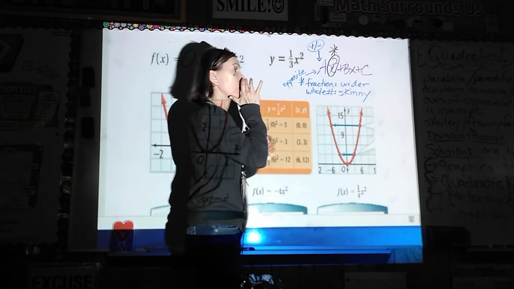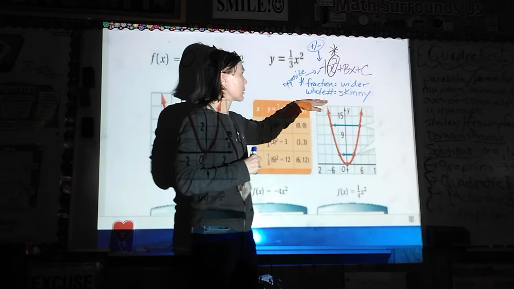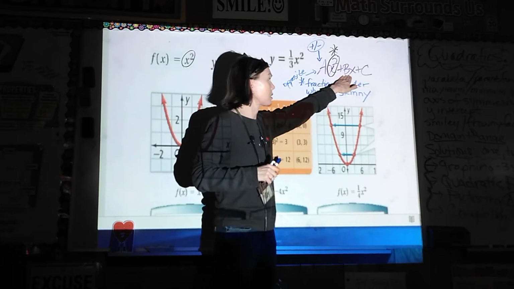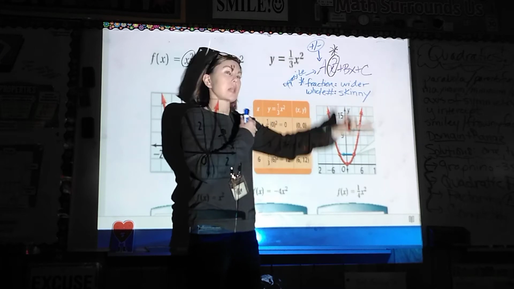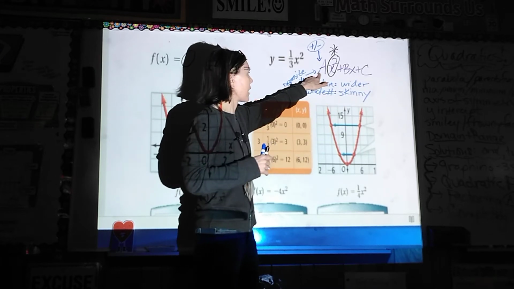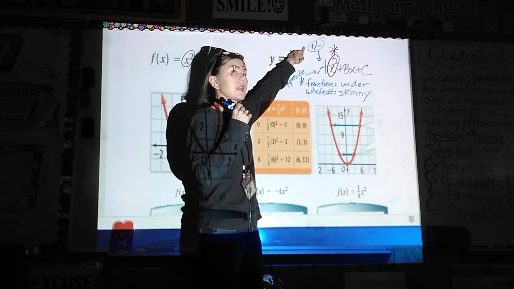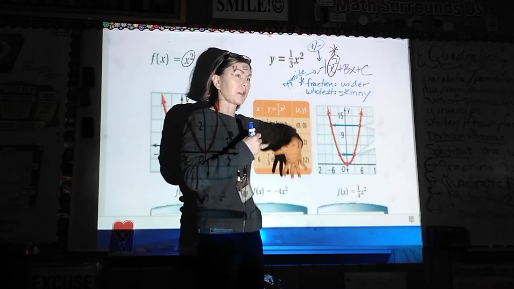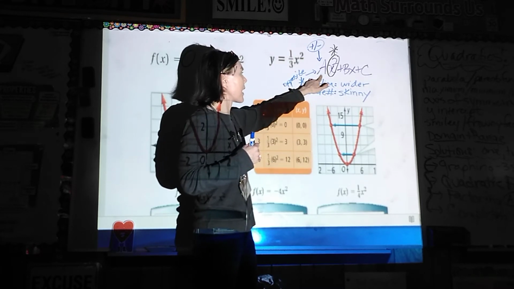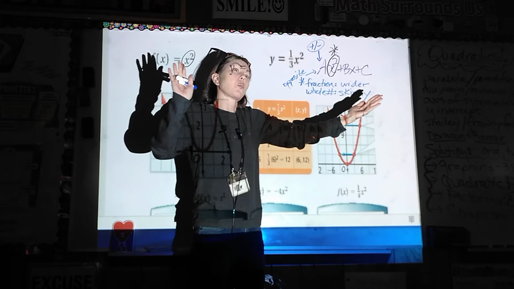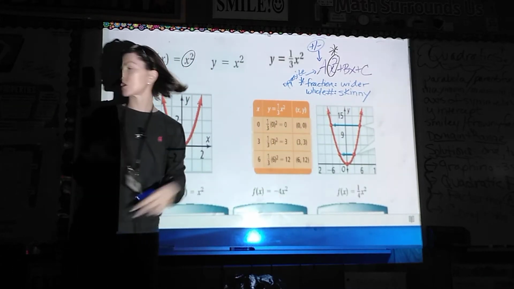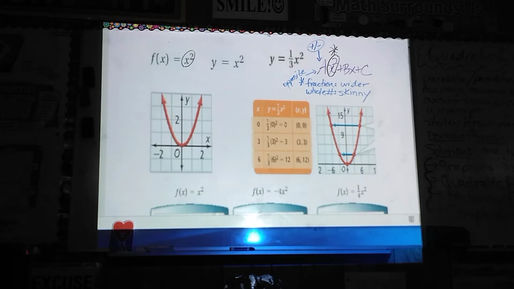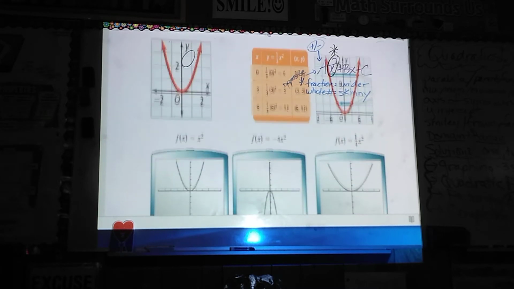So the a value and the b value do something to it, and the c value does something to it. It transforms it. If the a value is positive, it's a smiley face. If it's negative, it flips it down. If the a value is a fraction, it makes it wider, and if it's a whole number, it makes it skinnier. So I'm going to just scroll this up so you can see an example. Okay, here you go.